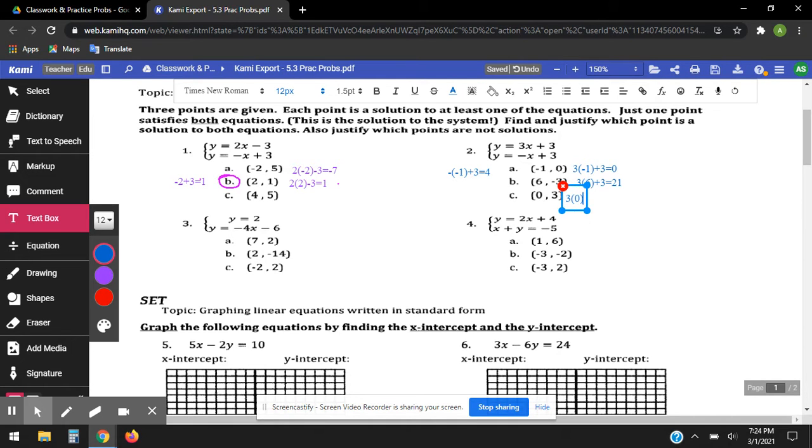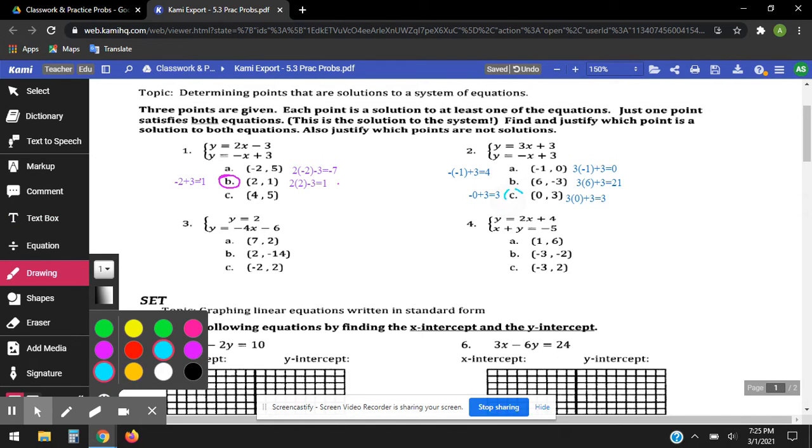3 times 0 plus 3 equals 0 plus 3 is 3. So that one works. Try it over here. -3 plus 3, that equals, sorry, -0. Got them backwards. -0 plus 3. -0 is just 0, plus 3 is 3. So we have proven both of these work. It's C.